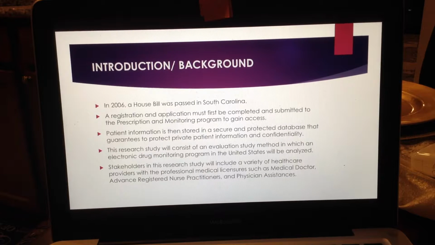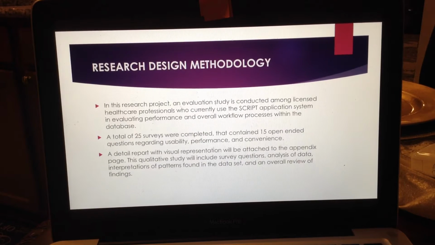This research study does an evaluation study to analyze the SCRIPTS program and how it can create more reliability and more accessibility, and what the usability is like for the population that is currently using the system.